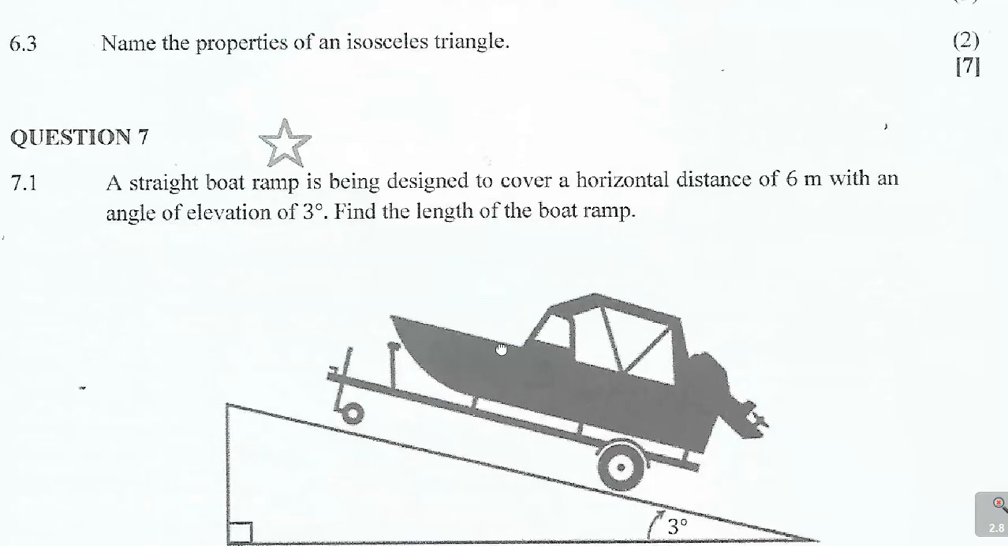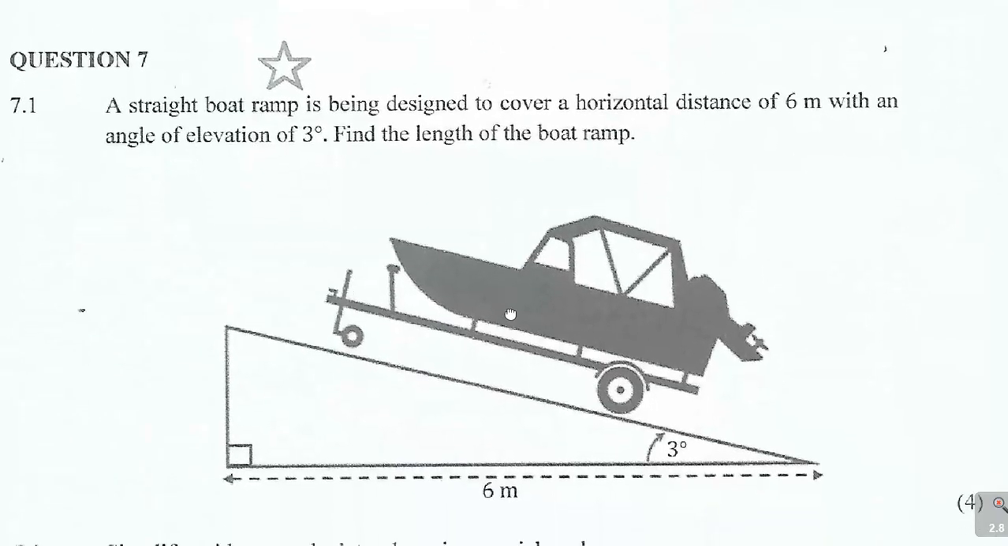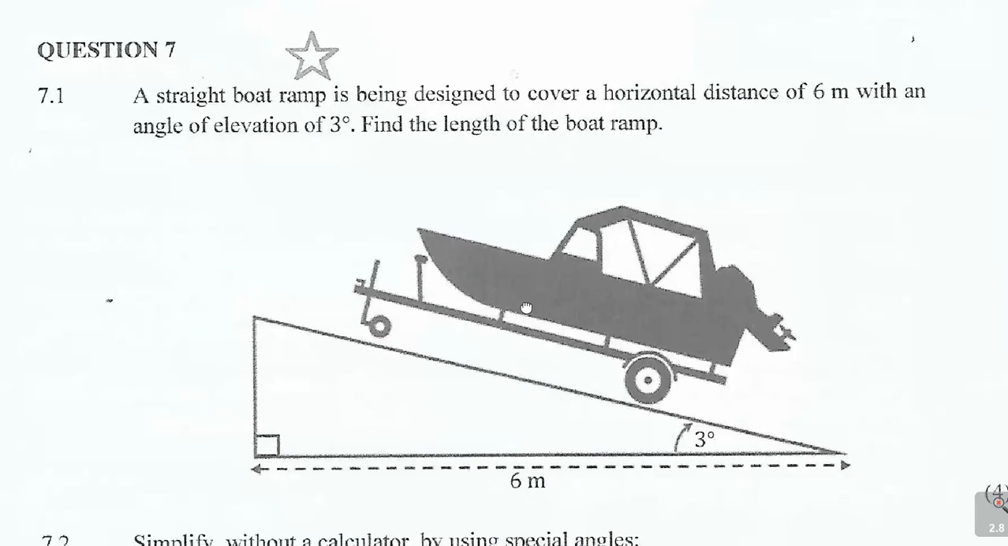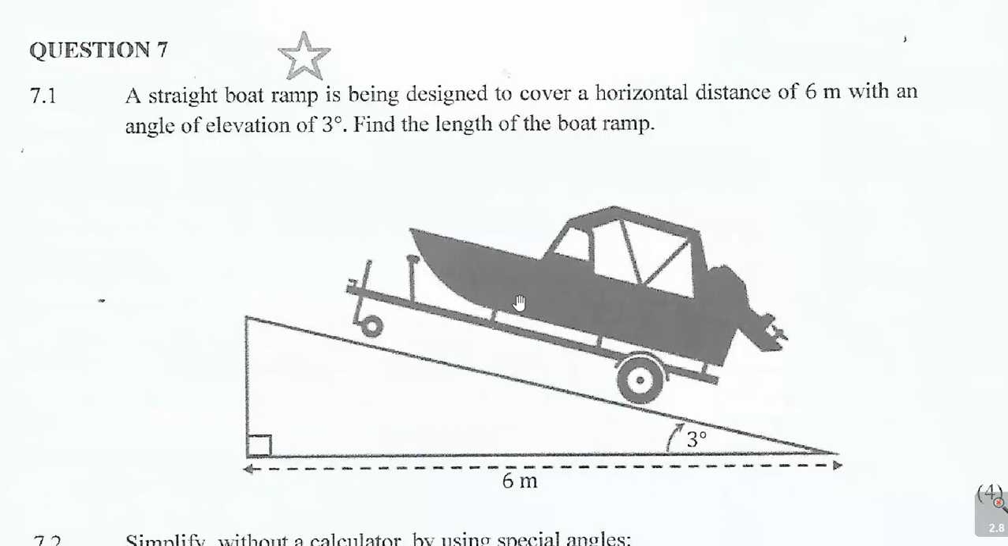We are looking at question 7 now. Question number 7 says, it's 4 marks. A straight boat ramp is being designed to cover a horizontal distance of 6 meters with an angle of elevation of 3 degrees. Find the length of the ramp.